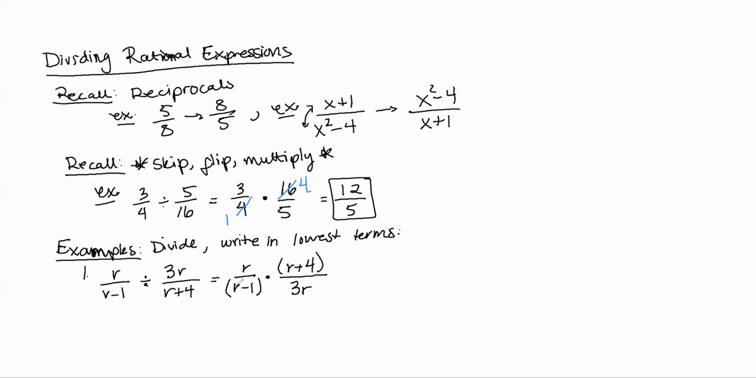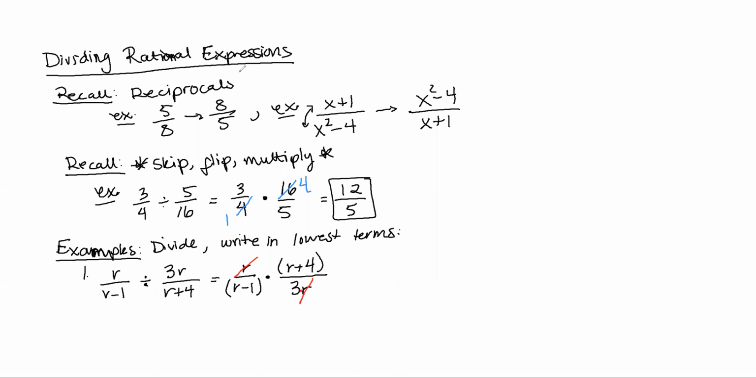Well, we have an r on the top and a 3r on the bottom. Think of that as a 3 times r. Anytime you have multiplication, we can go ahead and cancel. If that were a 3 plus r, we couldn't. But because it's 3r, we can go ahead and cancel out the r and the r. So let me make that more clear. We're canceling the r, not the 3.